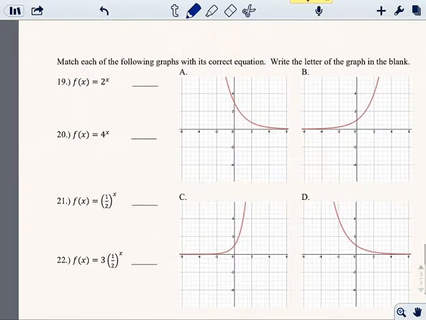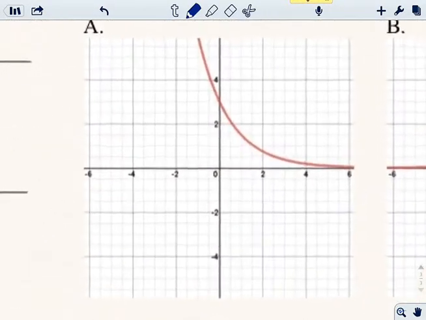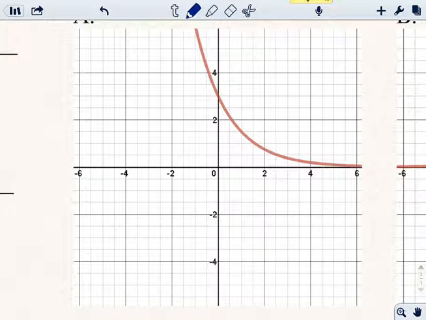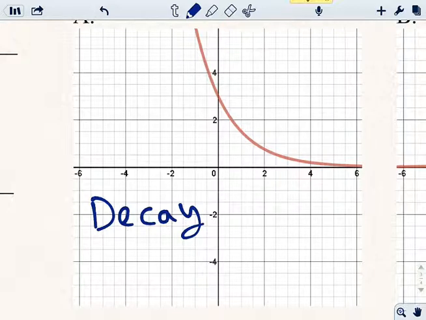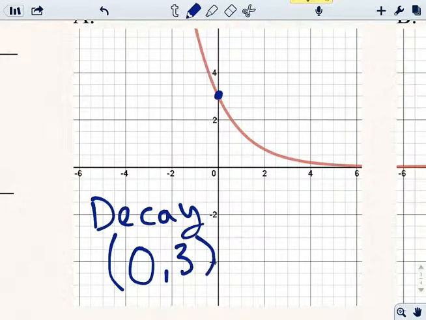So let's zoom in on A first. Now A is decreasing, so right away I'm going to go ahead and label A as decay. Okay, and then I also look and I see that my y-intercept lands right here. Now that's halfway between 2 and 4. So that means my y-intercept is going to be at (0, 3).